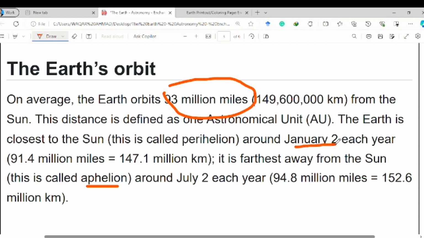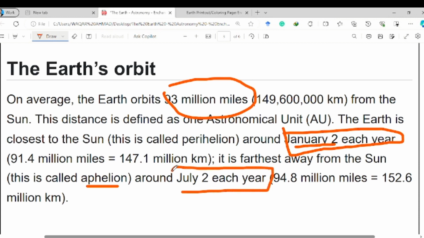So this is a property, and the Earth is closest to the Sun around 2 January each year. When it is far away from the Sun, it is around 2 July. You can keep these in mind. Every 2 July, the Earth is very far away from the Sun. Every 2 January, the Earth is closest to the Sun.